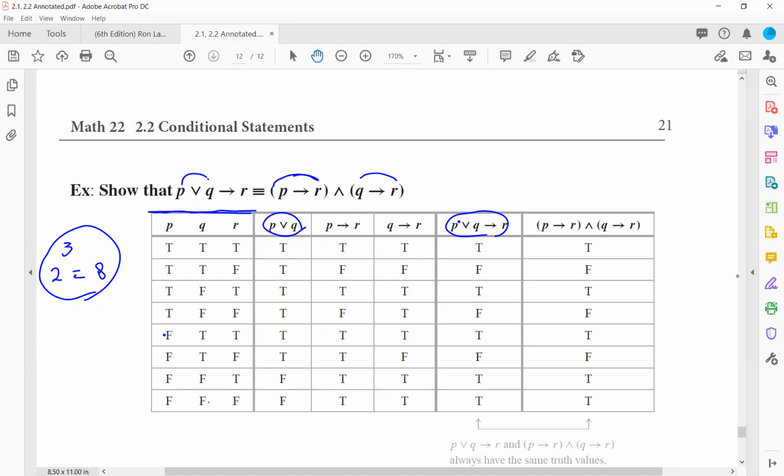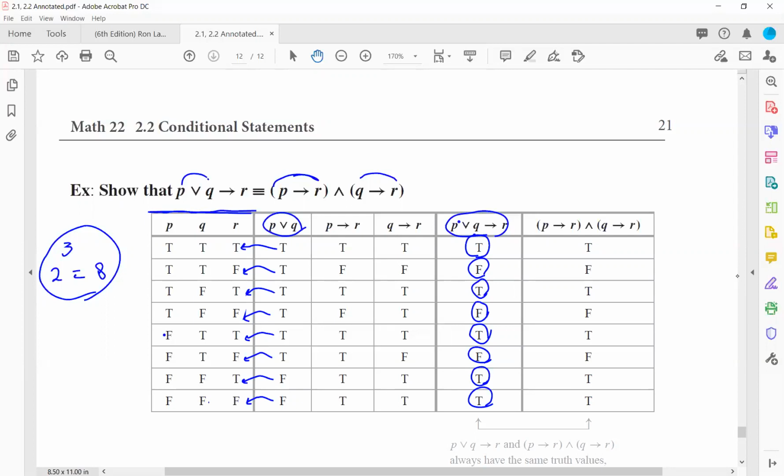P or Q, then R. True, then true, true. True, then false, false. True, then true, true. True, then false, false. True, then true, true. True, then false, false. False, then true, true. False, then false, it is true. Perfect. This is for the left-hand side compound statement.